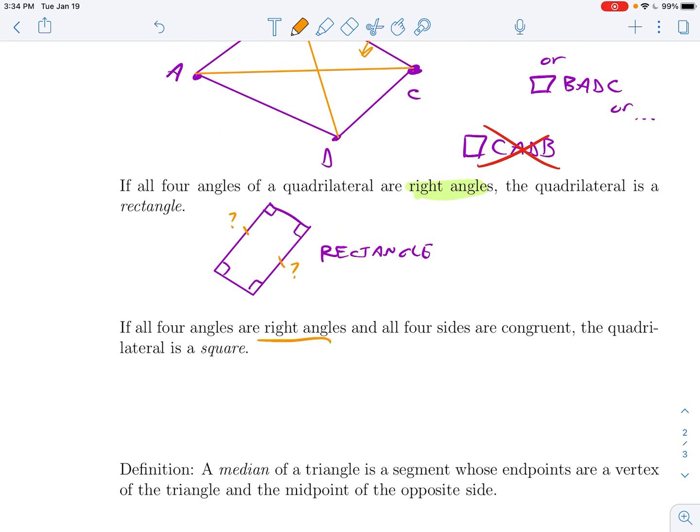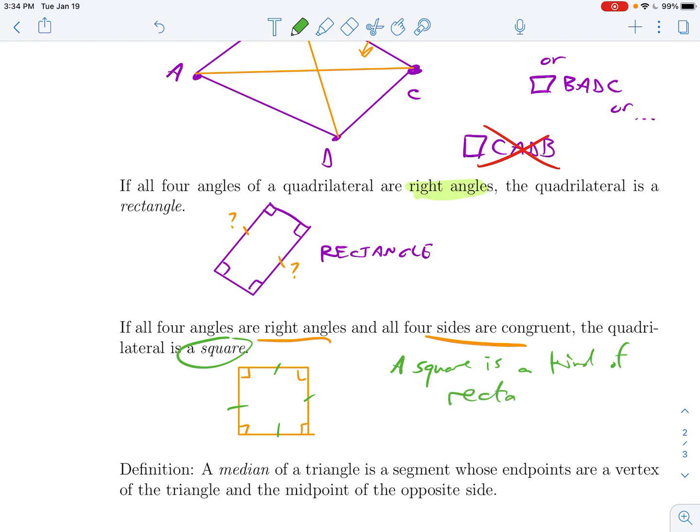A quadrilateral with 4 right angles and 4 congruent sides. So it's a rectangle because it has 4 right angles, but in addition it has 4 congruent sides. That's a square. So we'll just note that given these definitions, a square is a kind of rectangle. When you were a little kid, you were probably taught that square and rectangle were different shapes. Actually, a square is just a very specific type of rectangle.